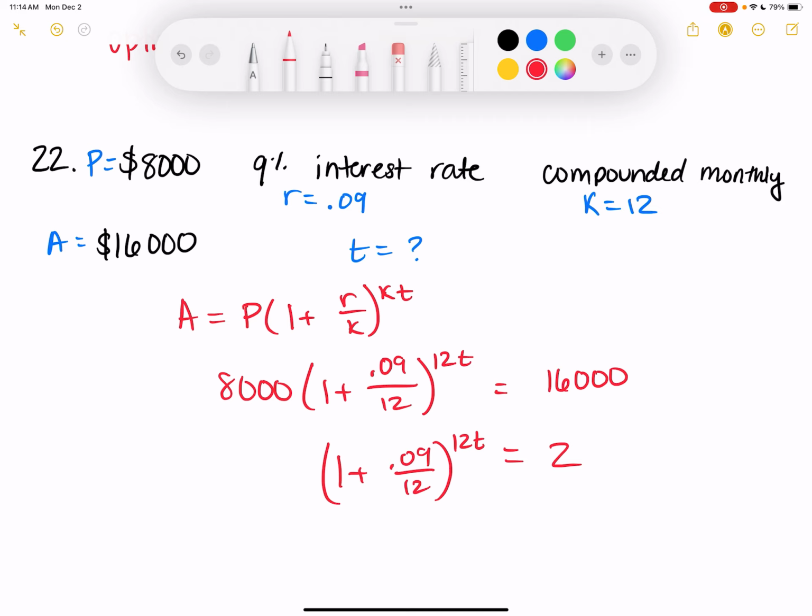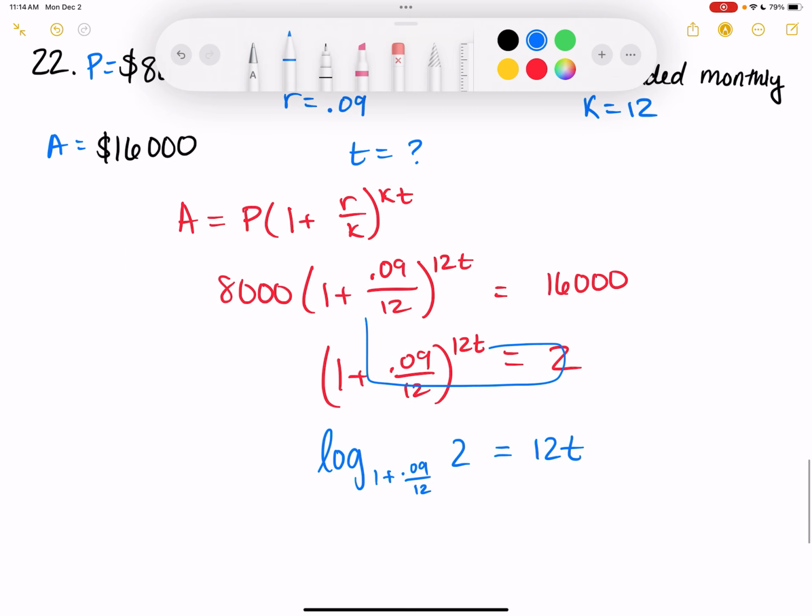You can go ahead and do a log to undo this. So it's going to be log base, whatever this number is, so I'm just going to write log base (1 plus 0.09 over 12) of 2 equals 12t. You can tell me what this number is when you get it. Just type in 1 plus 0.09 over 12, and make sure you use parentheses around that fraction so it's not an issue.